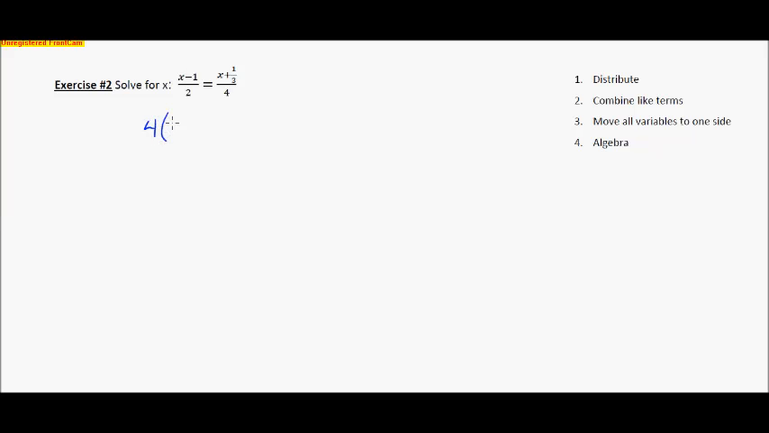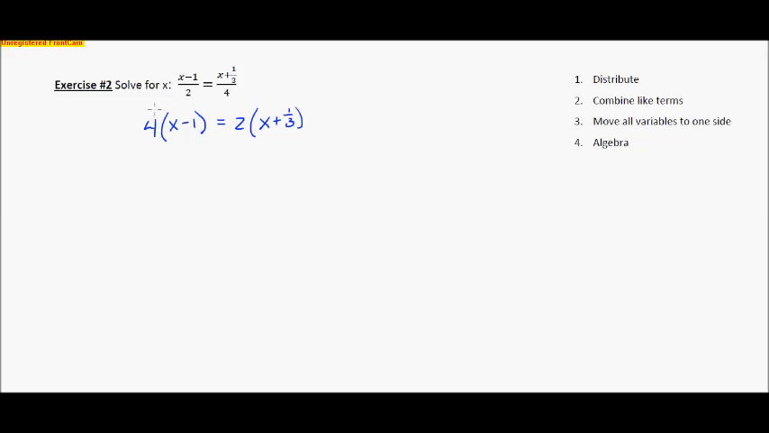Now here's where you've got to be careful. It's 4 times the whole numerator up here. So see how I put parentheses in here, because I want to take 4 times the whole numerator. And I'm going to do the same thing here. I'm going to take 2 times the whole numerator that is up here. So that's why I put parentheses around there.